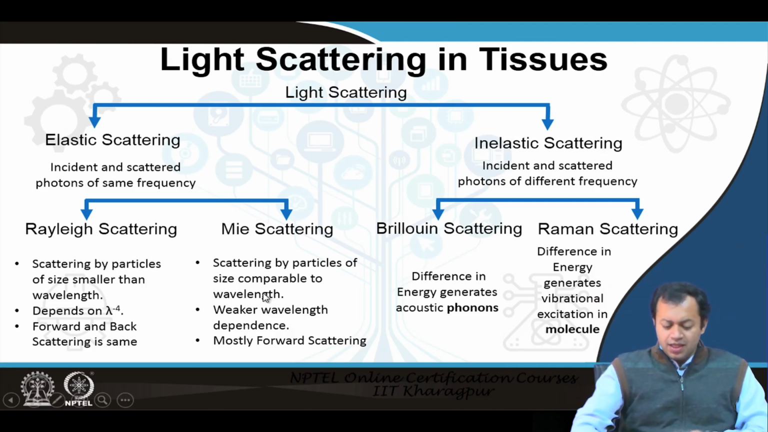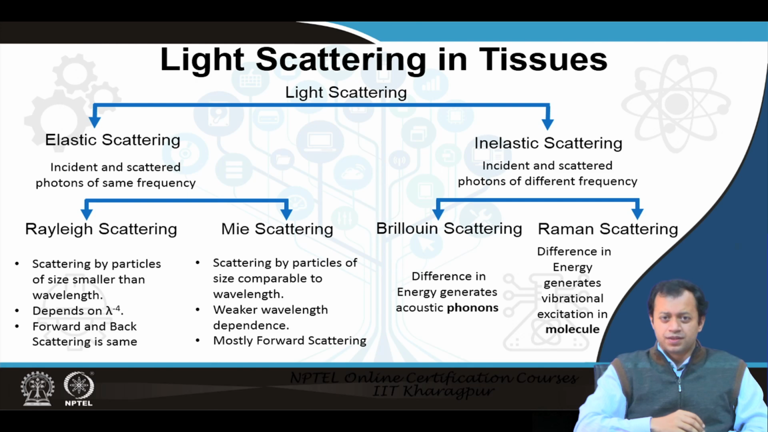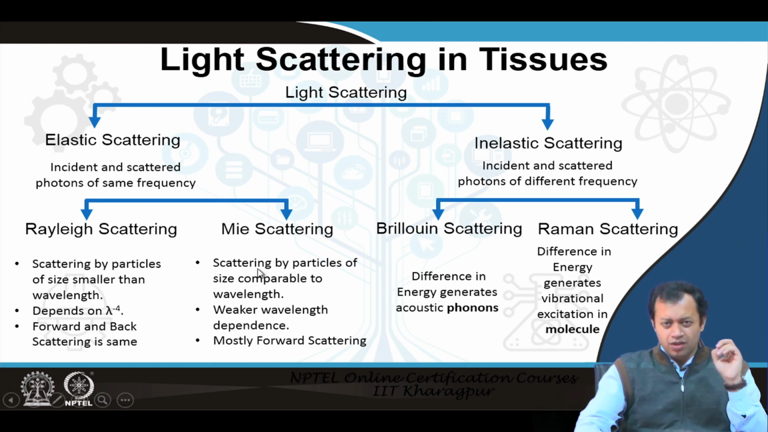Mie scattering is scattering by particles with size comparable to wavelength. So, it usually becomes more prominent elsewhere, or it does not depend on the intracellular components per se, and it has weaker wavelength dependence. You have weaker wavelength dependence, and it is mostly forward scattering. In tissue generally you see Rayleigh scattering.